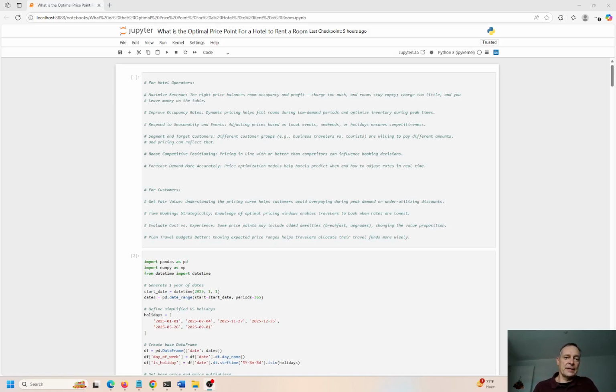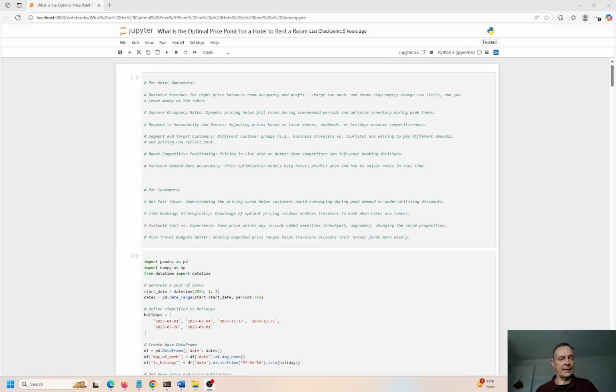So in the project today, I want to look at optimal price points for a hotel, right? If you raise your rate on the hotel, you can make more money, but if you raise it too much, you're going to turn away people, right? They're not going to want to stay at your hotel. They'll say, hey, this is too expensive. I'll stay at the competitor's hotel, right?